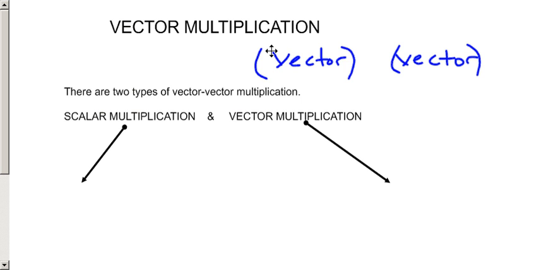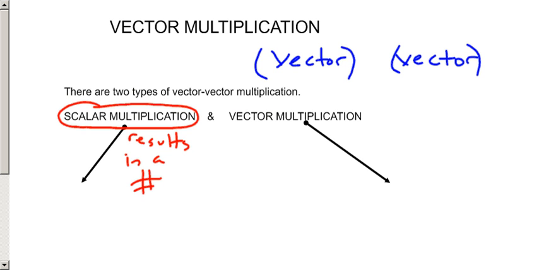The first one is a scalar multiplication. And by scalar multiplication, what we mean is it results in a number. No direction. We multiply two vectors together, and all we get back is a scalar. And this scalar multiplication is called the dot product.